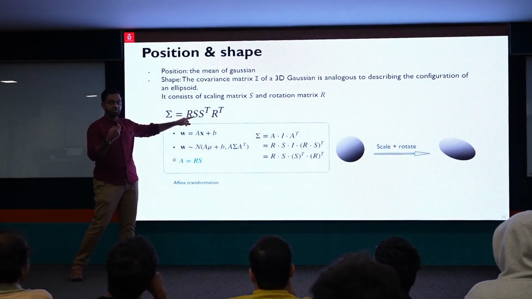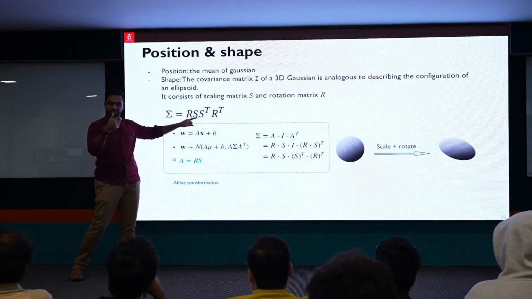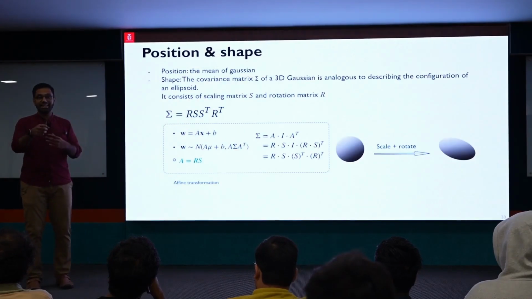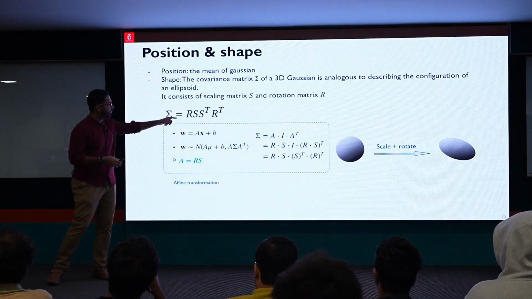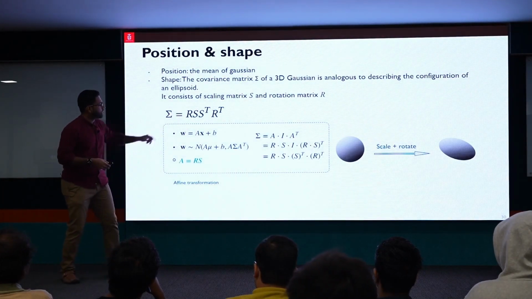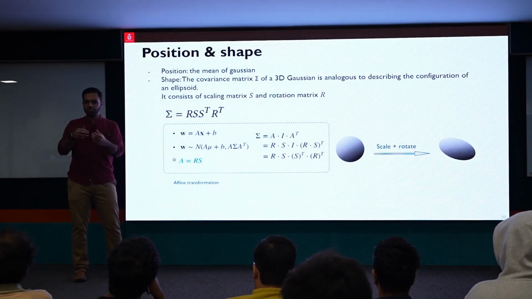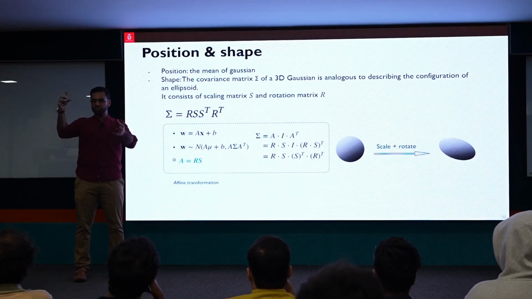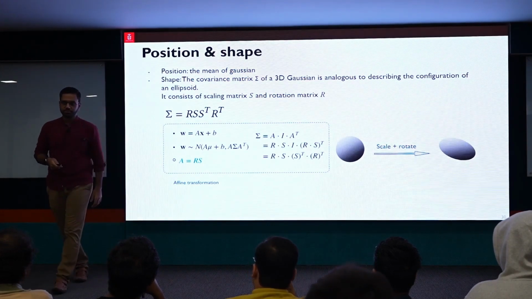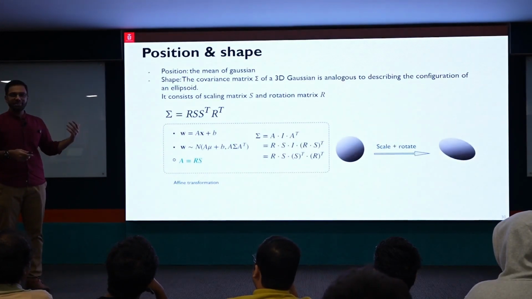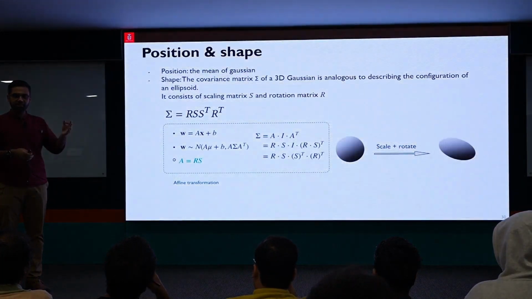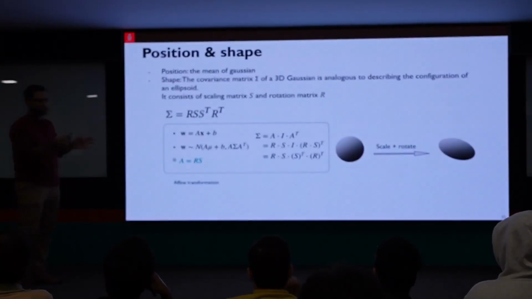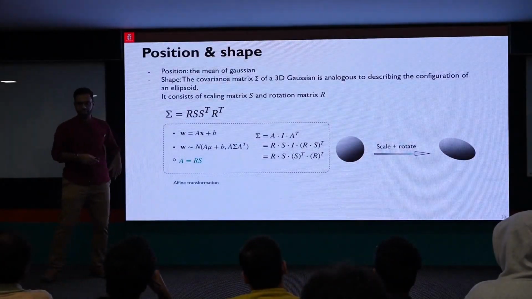Scale is just 3 parameters, so scale along X, Y, Z. The scale tells you the radii along each dimension, and the rotation tells you what should be the orientation of the ellipsoid. This just makes it easy for optimization. You have 3 parameters for scale, 3 parameters for rotation, so you have 6 parameters in total that determine what the covariance matrix should be.